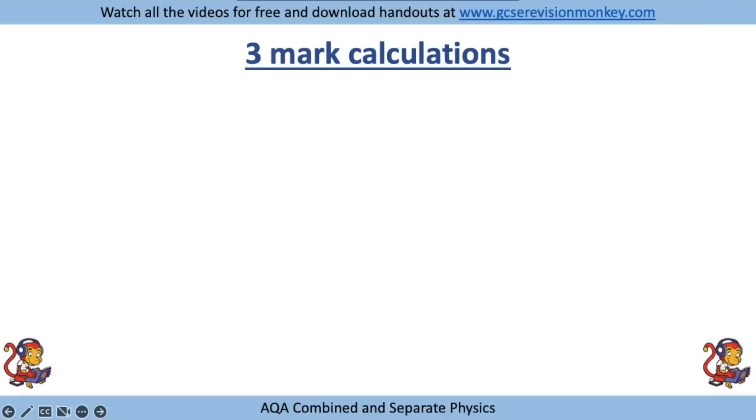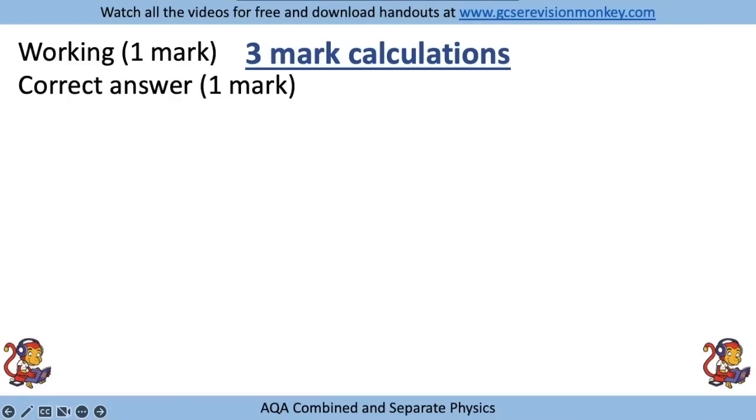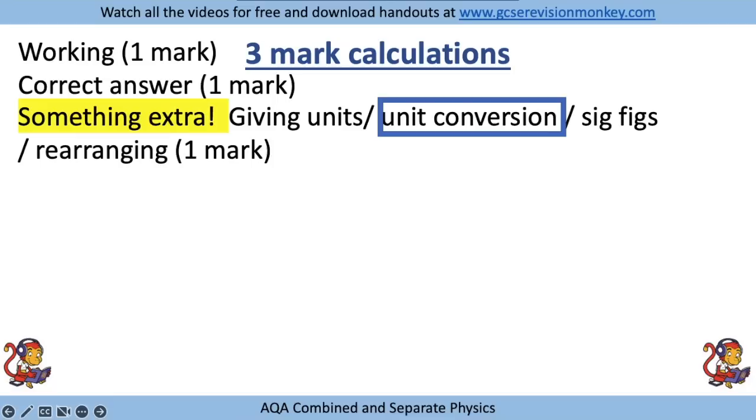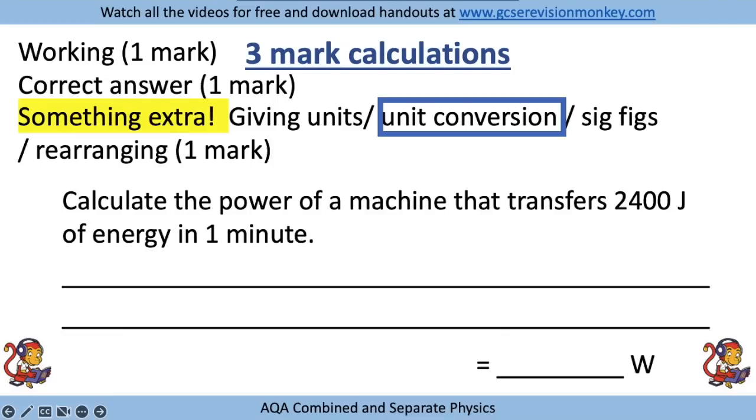So another 3-mark calculation then, rather than giving the units, could be converting the units. So a simple one would be converting minutes to seconds. This question says calculate the power of a machine that transfers 2,400 joules of energy in 1 minute. So really look out for that. That's a really common thing, and you have to convert that to seconds.